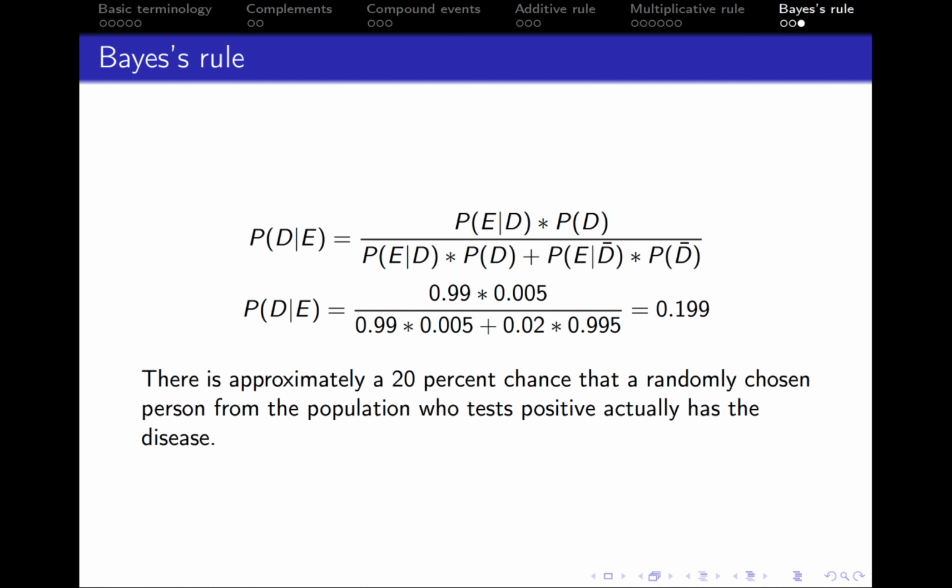Given this information, we just substitute everything into the formula. So the conditional probability that a person has the disease, given that the test is positive, is here in front of you. When we put all the numbers into the formula, we get that the probability is 0.199. So there is approximately a 20% chance that a randomly chosen person from the population who tests positive actually has the disease. Based on this result, we can conclude that maybe this test is not that perfect.